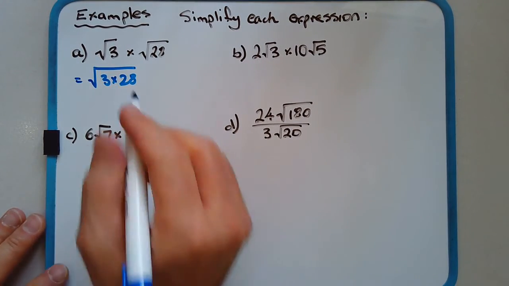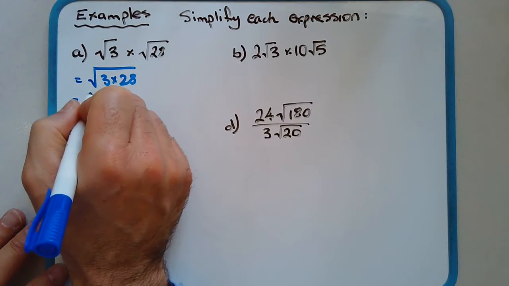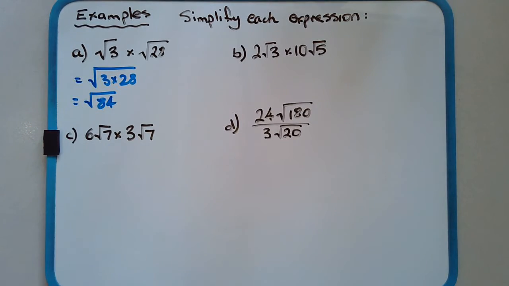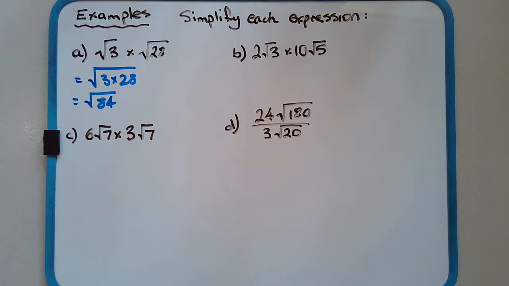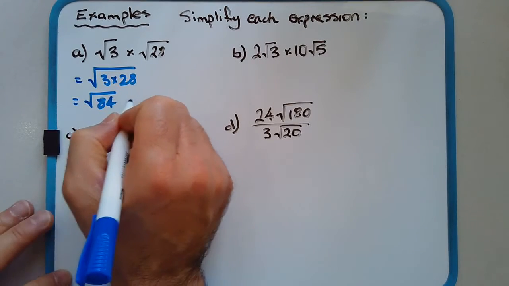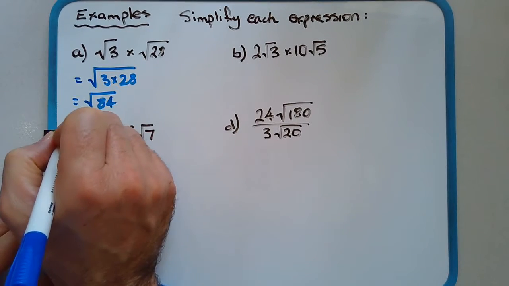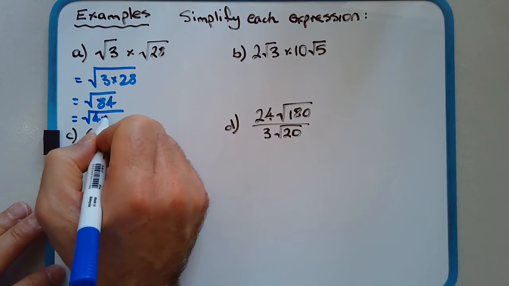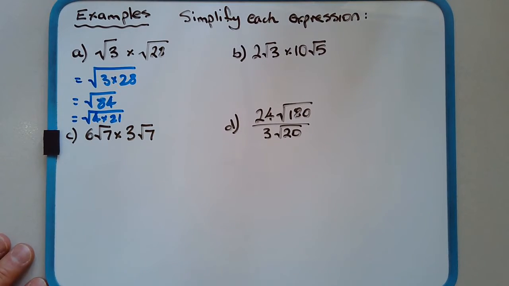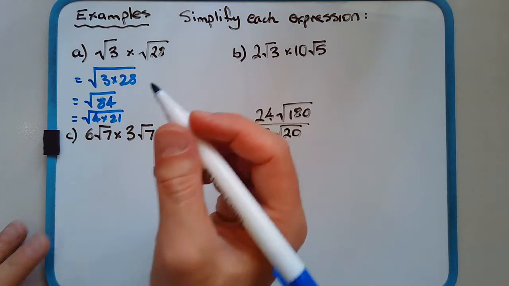Yep. That's equal to square root of 84. Okay. Now, question is, can you take out a square factor? We can in fact take out a 4 from that, can't we? So simplifying that, okay, that's just 4 times 21. Okay, so square root of 84, 4 times 21, which is 2 root 21.